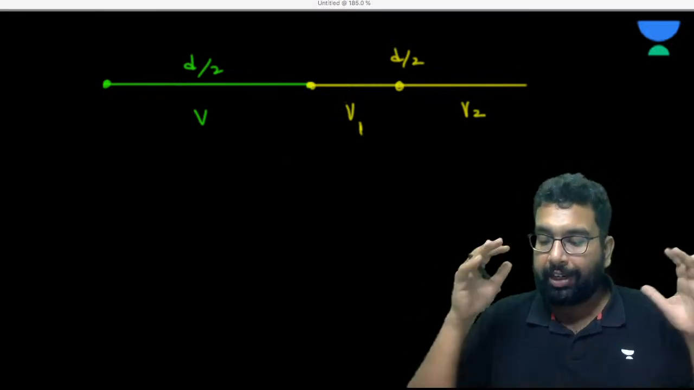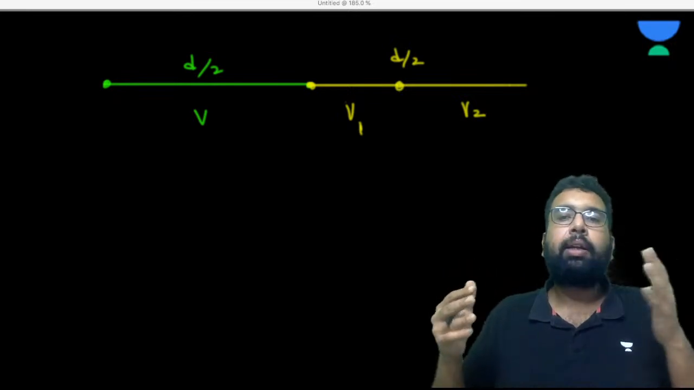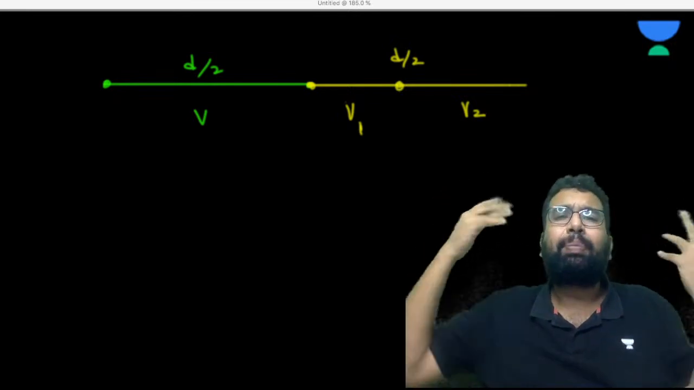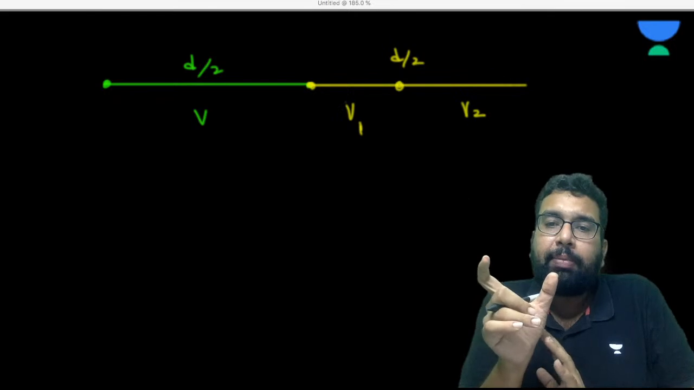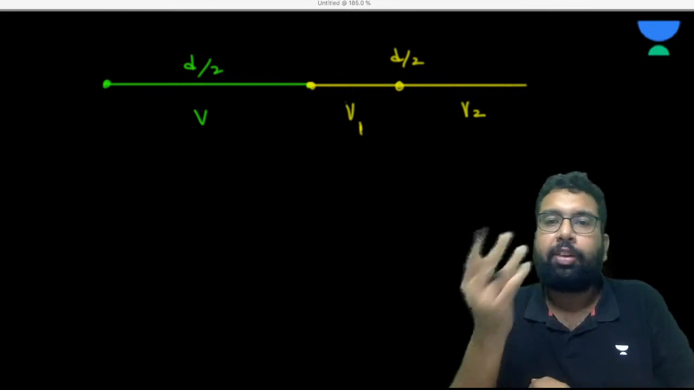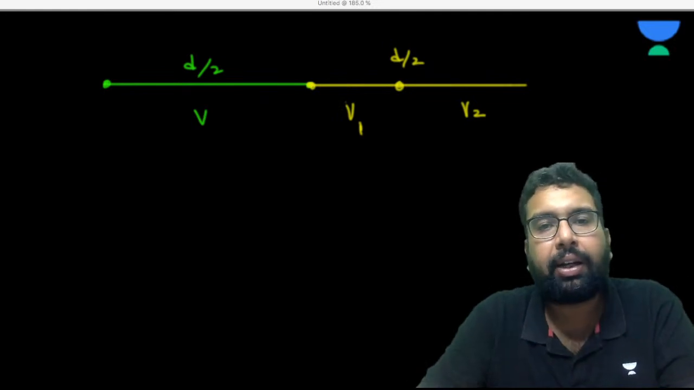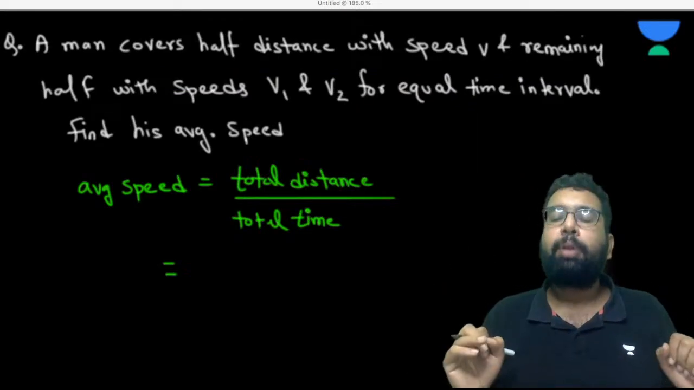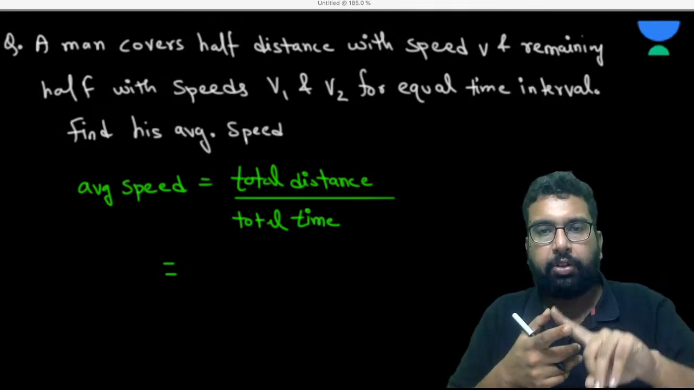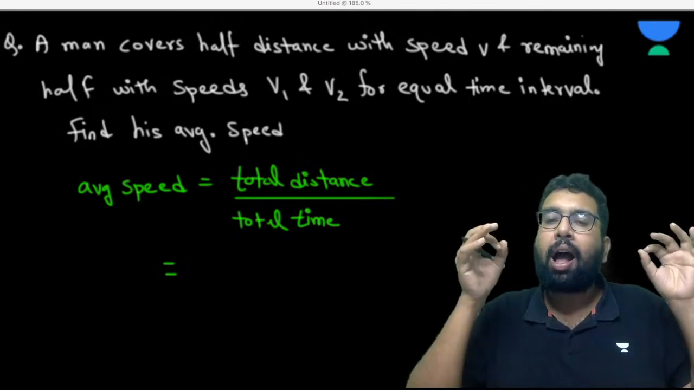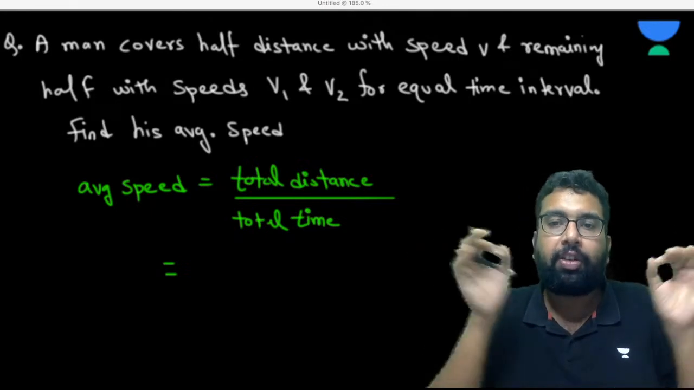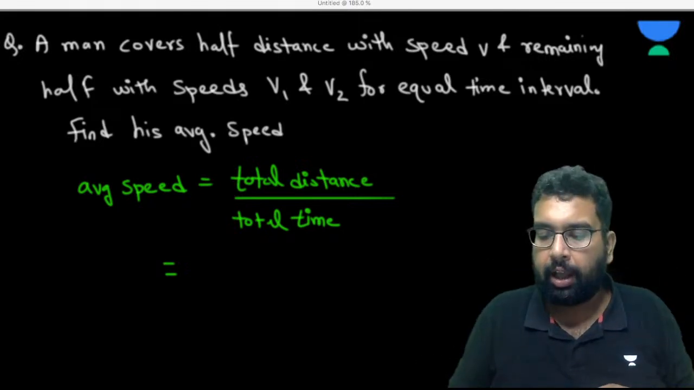Now v is not known. Many students get confused. They anticipate things. The distance is d by 2, so he must have covered d by 4 with a v1 speed and another d by 4 with v2 speed. There is nothing like this written in the question. Also remember one thing: whenever a question is given to you, the answer should be in terms of whatever variables are presented in the question. Are you getting my point?